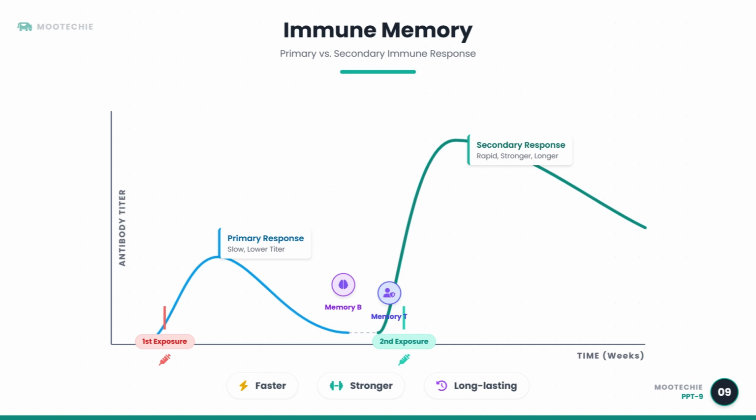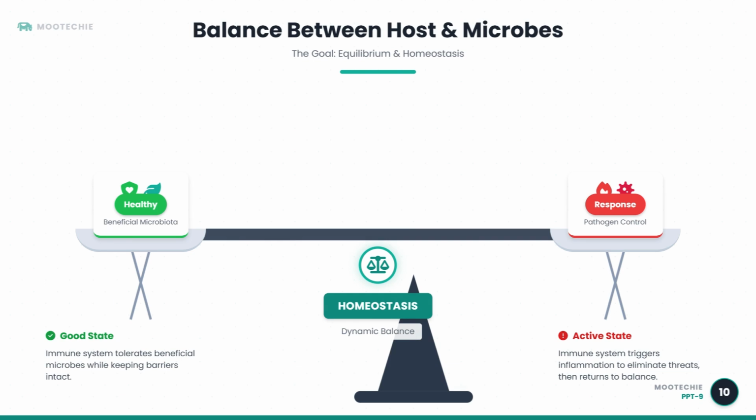Now, what is the ultimate goal of all these interactions? It is to achieve a balance, or homeostasis, between the host and its microbes. In a healthy state, the host maintains a beneficial microbiota, often called good bacteria. The immune system is in an avoid state, meaning it tolerates these beneficial microbes while keeping its barriers intact. When a threat appears, the system switches to an active state. It triggers inflammation and other responses to eliminate the threat. Once the threat is gone, the system returns to a balanced state. This dynamic equilibrium is crucial.